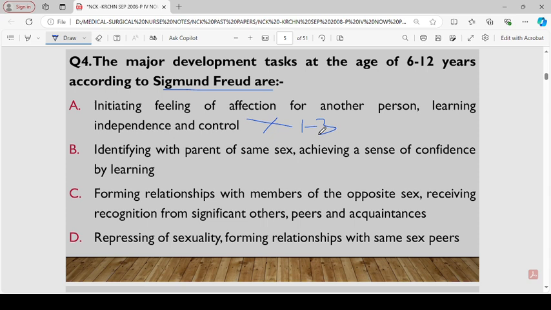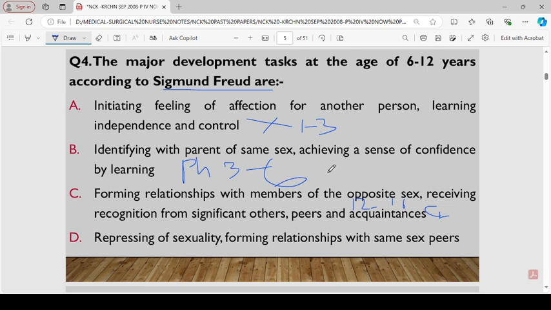Identifying with the parent of the same sex, achieving a sense of self-confidence by learning. This is more of the phallic phase. And the phallic phase occurs at what stage? About 3 to 6 years. Okay. Forming relationships with members of the opposite sex, receiving recognition from significant others, peers, and acquaintances. This is more of the genital phase. The genital phase occurs between age 12 and 18, right?